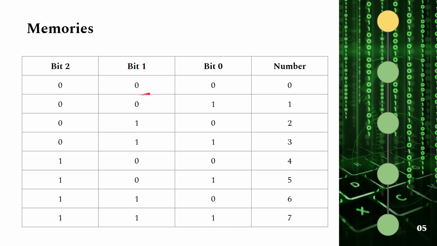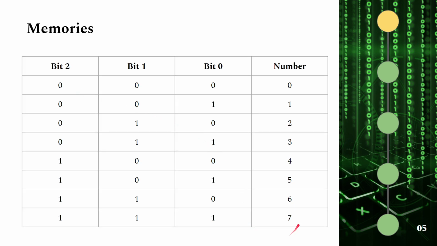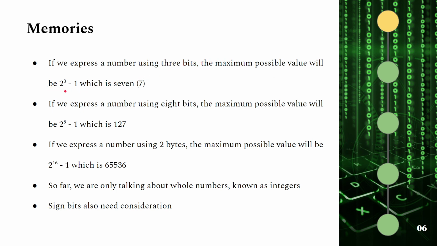Now if we use this representation system and start numbering from 0, we can only express up to 7. How many bits did we use? We used 3 bits, and using this information, the maximum possible value will be 2 to the power 3, which is 8, minus 1, which is 7. Now why is this minus 1 coming? If we look at the table again, we can see that the maximum number is 7, and the minus 1 is mainly because of the number 0. 0 is also being represented, and we do need to represent it, and hence we have 2 to the power 3 minus 1.